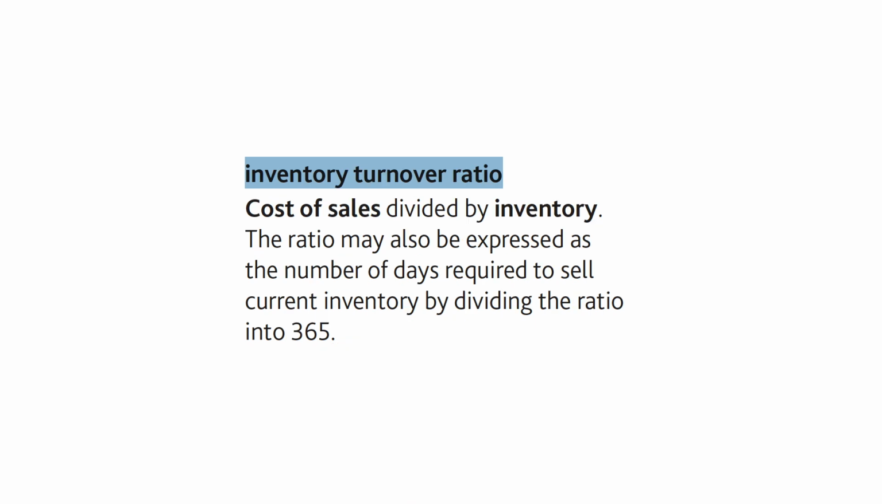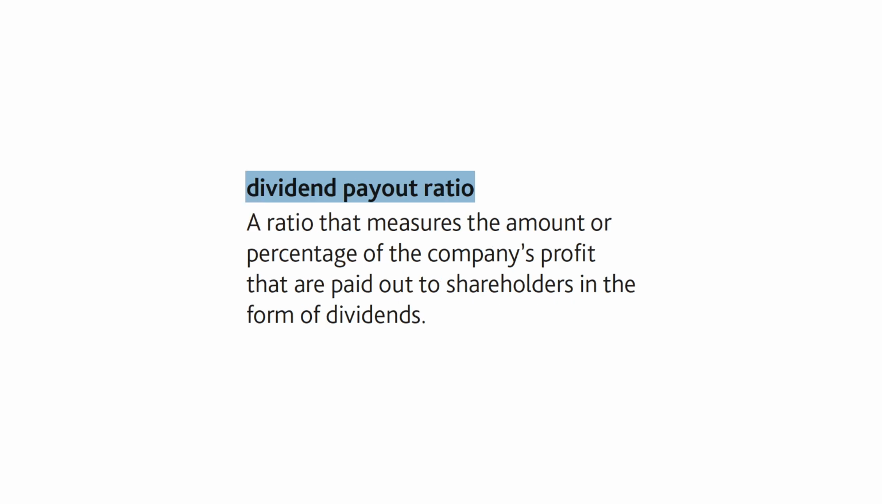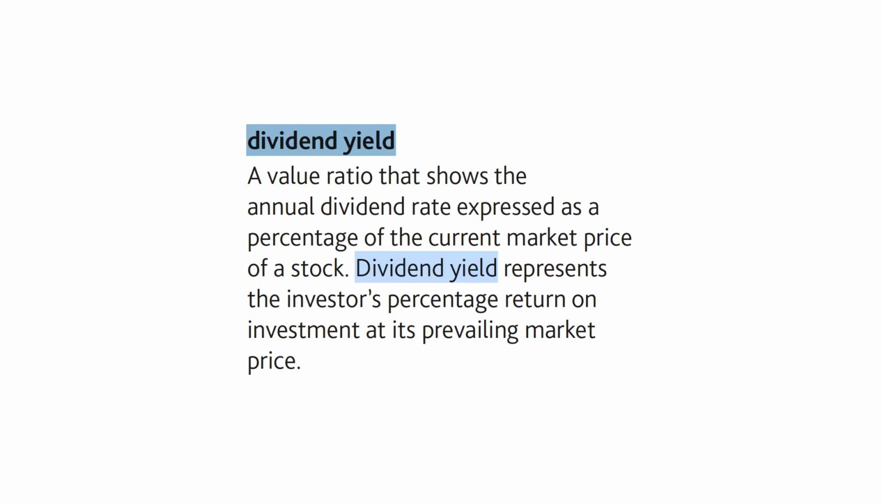Inventory turnover ratio. Cost of sales divided by inventory. The ratio may also be expressed as the number of days required to sell current inventory by dividing the ratio into 365. Dividend payout ratio. A ratio that measures the amount or percentage of the company's profit that are paid out to shareholders in the form of dividends.